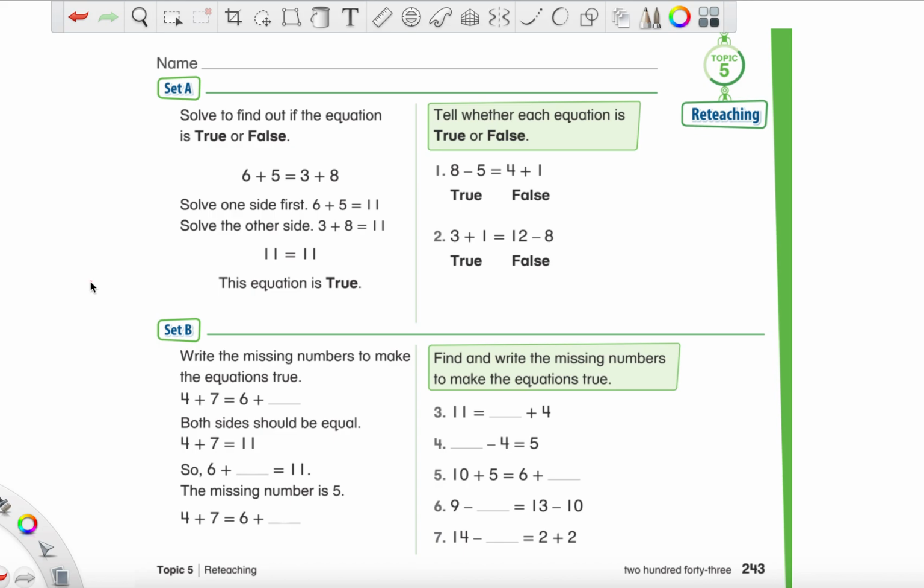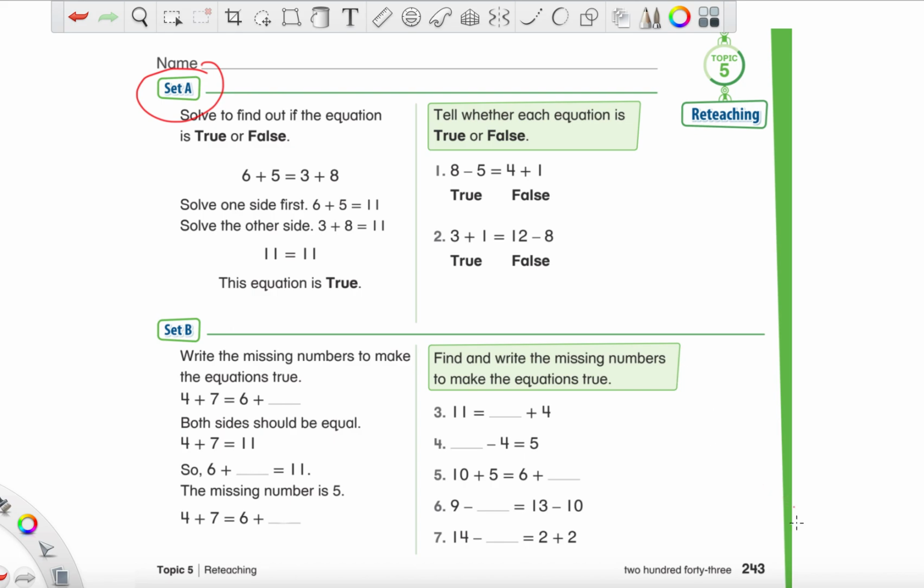Today we're going to be reviewing Unit 5 and just make sure that we refresh our minds on how we solve certain things and to make sure we get the correct answer on our quizzes, okay? So let's start off with Set A.